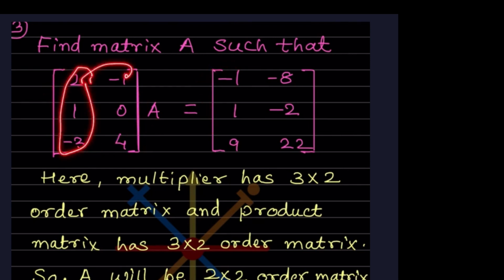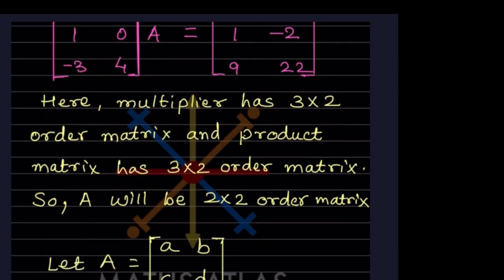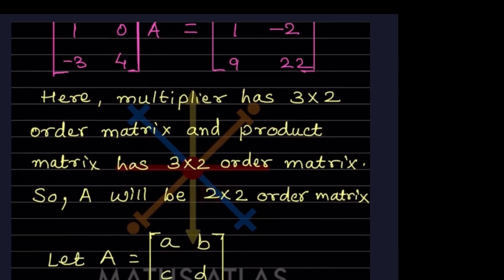This is 3 into 2, this is 2 into 2 order matrix, and this product is also 3 into 2. So what are we going to do? We want the value of this one first, so we have to find out the matrix of this. Whenever this is 3 into 2, this matrix A should be of 2 into 2. So let us consider this A of 2 into 2, this is 2 and this is 2. So that is 2 into 2.